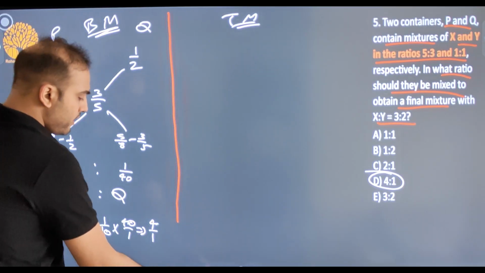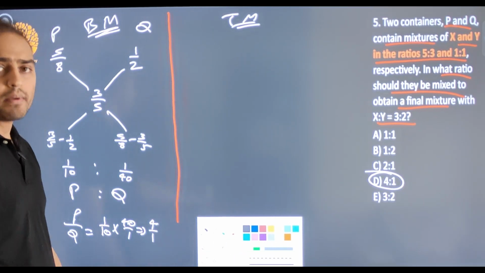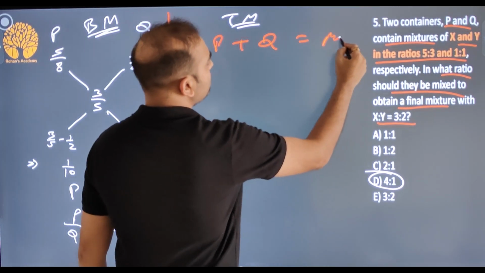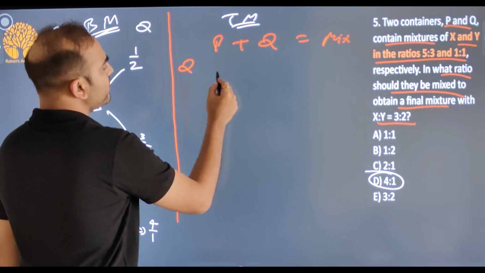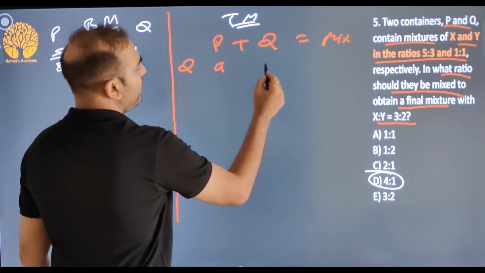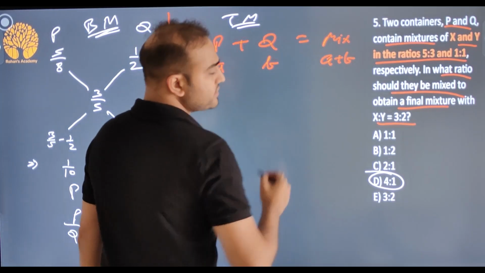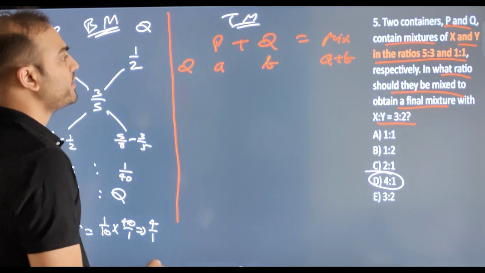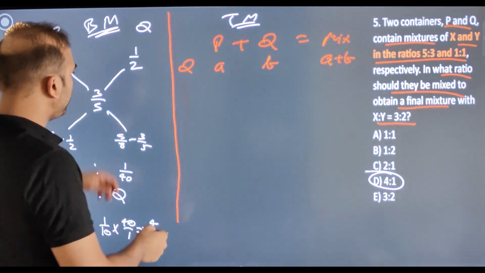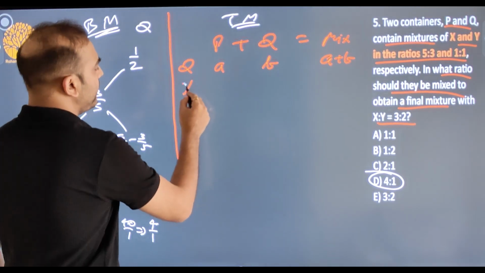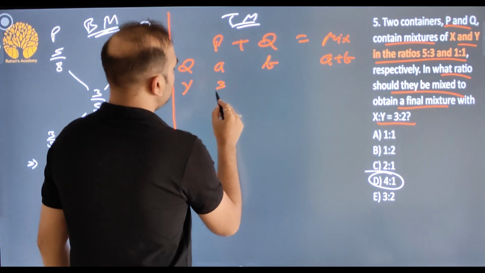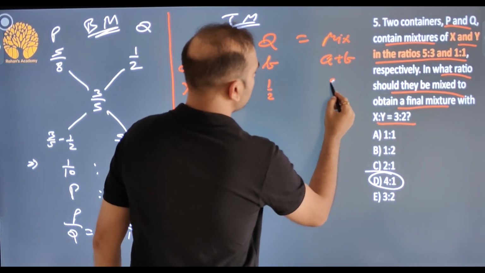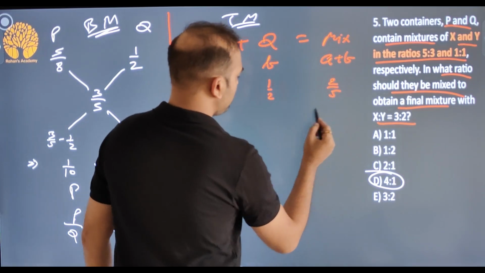Same question, you can just make a table as well. Let's see what is happening. P is mixed with Q to give us the mixture. Quantity, I don't know. Let that be A and B. So mixture quantity is A plus B. Now again you can pick a variable for which you want to make the equation. We have taken x here, so now I am taking y. y is 3 by 8, 1 by 2, and finally 2 by 5.